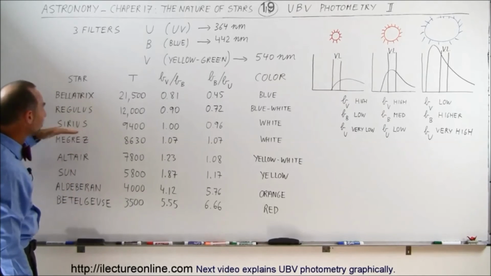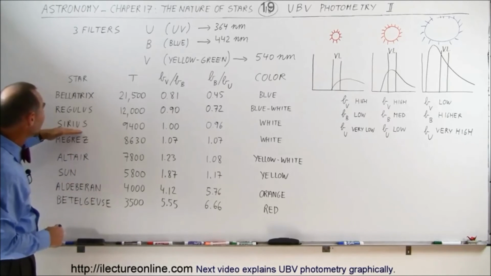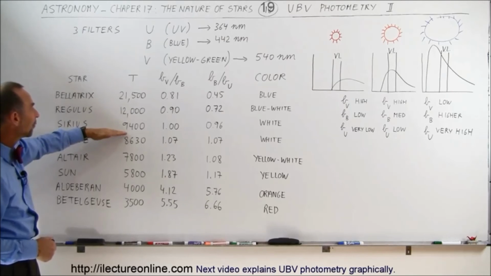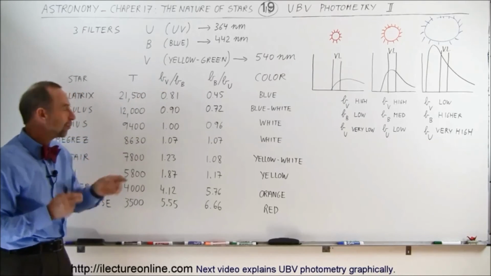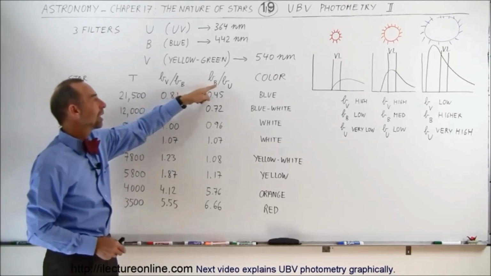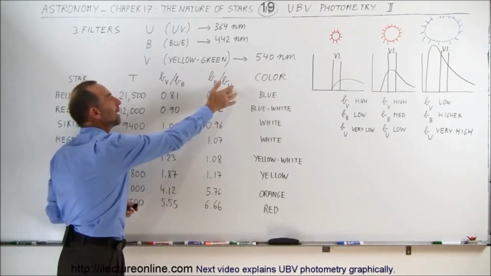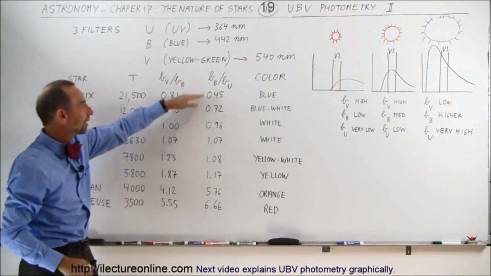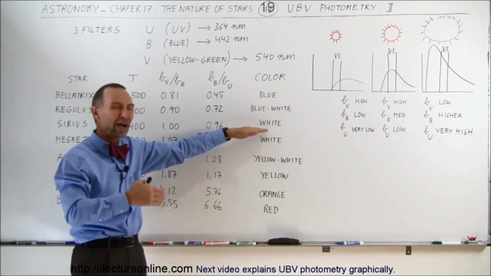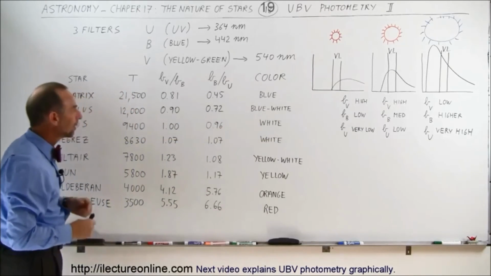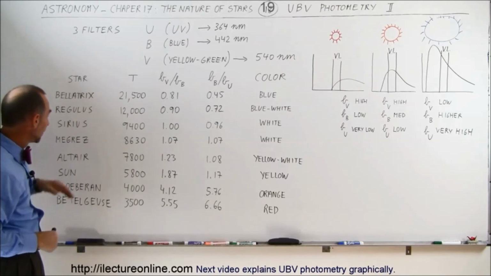The next star is Sirius, the brightest star in the sky, also the brightest star of the constellation Canis Major, with a surface temperature of 9400. Notice that the ratio of the visible light to the blue light is 1:1. And the ratio of the blue light to the UV is almost 1:1 as well, meaning a slightly higher UV radiation energy than blue energy. And that indicates that it's a whitish looking star, kind of like white blue. Again, Sirius, when you look at it, is a very bright star and has this whitish color to it.